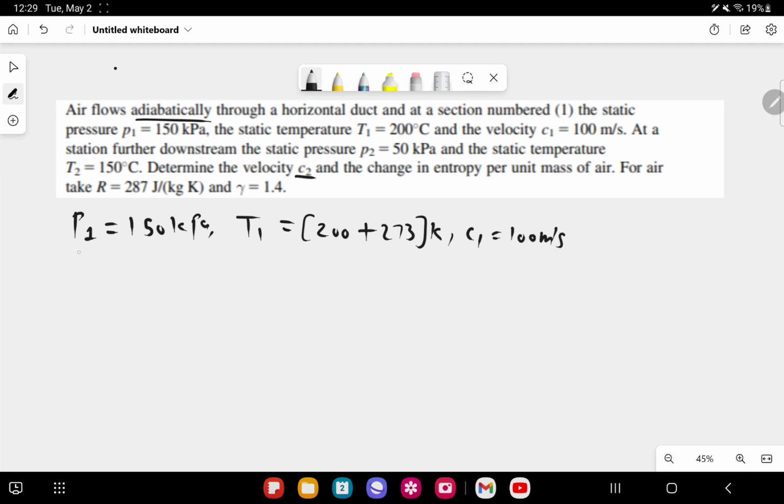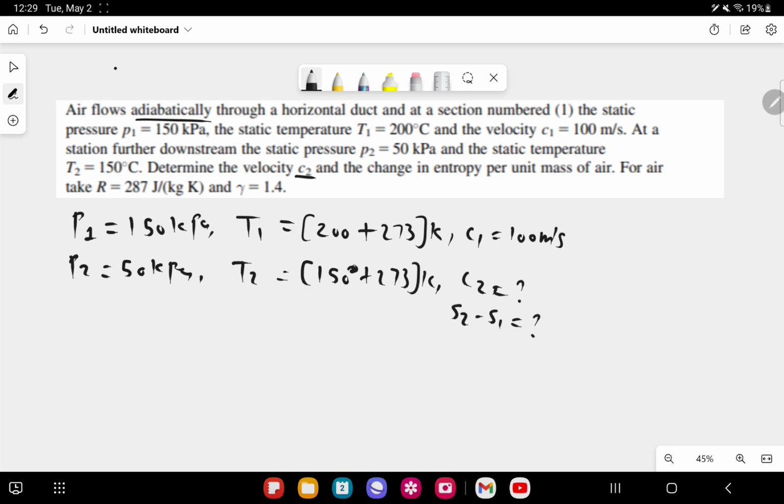At a station further downstream, the static pressure P2 is equal to 50 kPa and the static temperature T2 is equal to 150 degrees Celsius. Now we are asked to determine the velocity C2 and the change in entropy per unit mass of air, which is S2 minus S1.